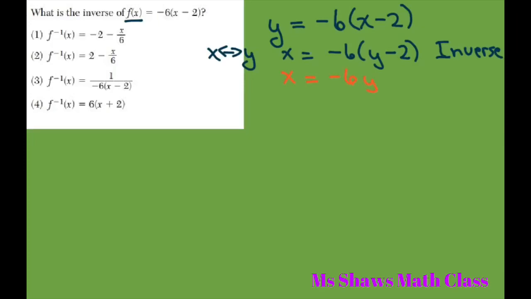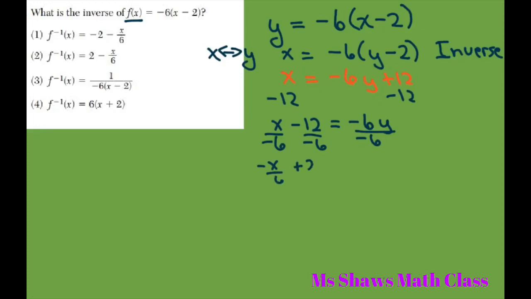Distribute. You could have done that first, by the way. So plus 12. And now we're going to subtract 12 from both sides. So we get x minus 12 equals negative 6y. And divide both pieces by negative 6, or just all three terms. So that's going to be negative x over 6 plus 2 equals y.